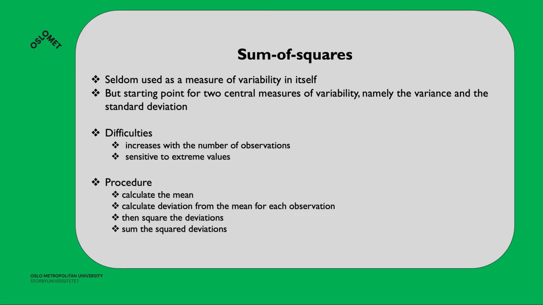Okay, so let's look at the sum of squares. These are seldom used as a measure of variability in themselves, but they are a starting point of two central measures of variability, namely the variance and the standard deviation. As I told you before, I mostly use the standard deviation. The difficulty is that the sum of squares increases with the number of observations, and it's really sensitive to extreme values. The procedure is that you calculate the mean, then you calculate the deviation from the mean for each observation, then you square this deviation, and then you take the sum of the squared deviations.